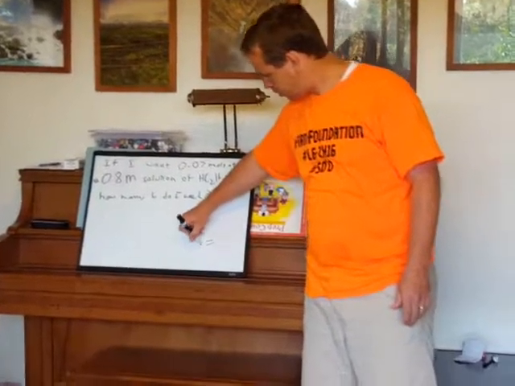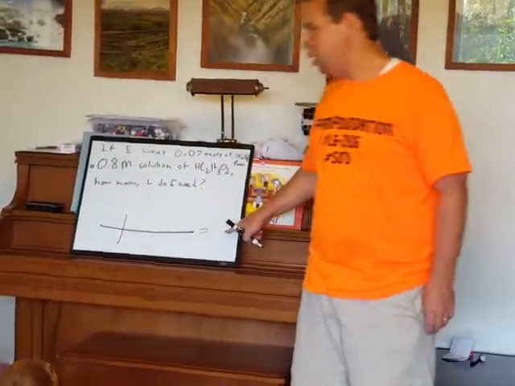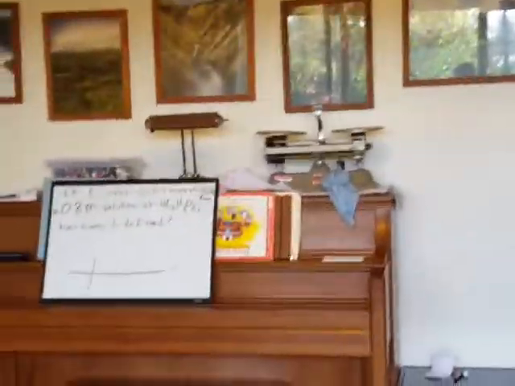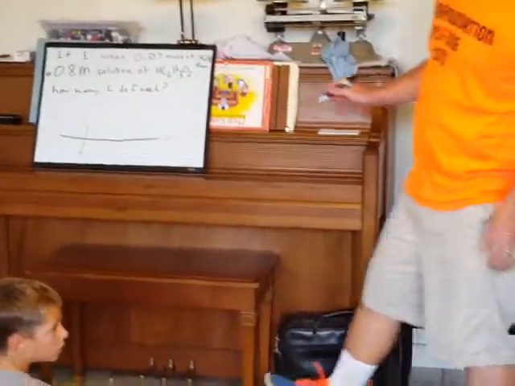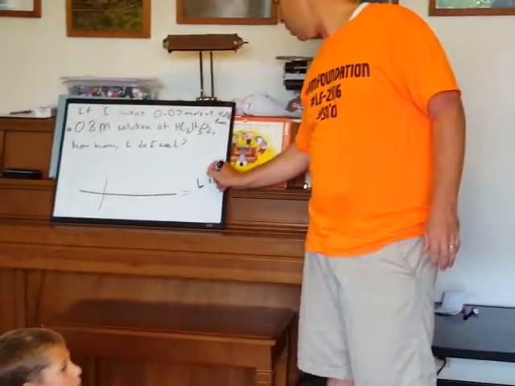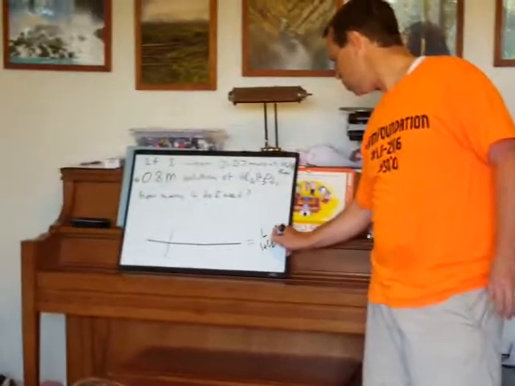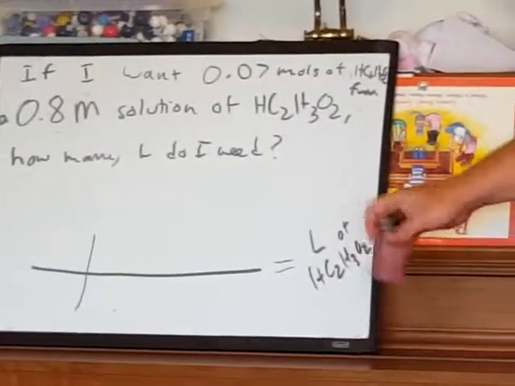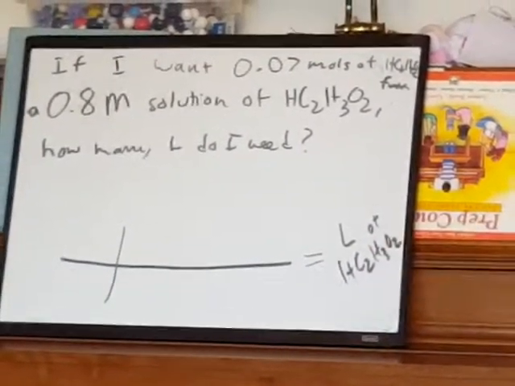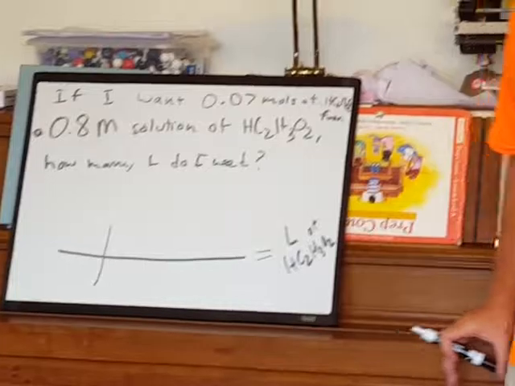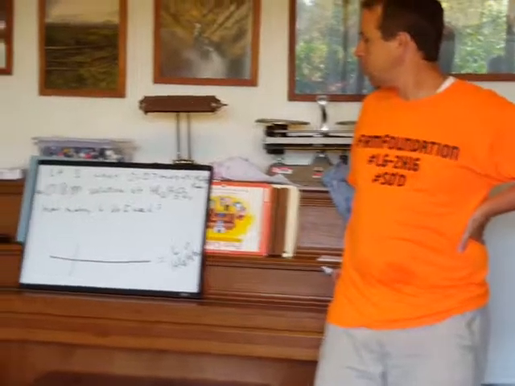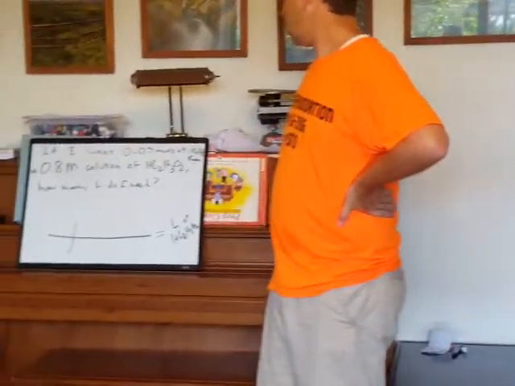What goes to the right here? Liters of HC2H3O2. That's right, liters of my solution. Liters of the solution of this stuff. What goes to the far left? 0.07 moles of HC2H3O2.